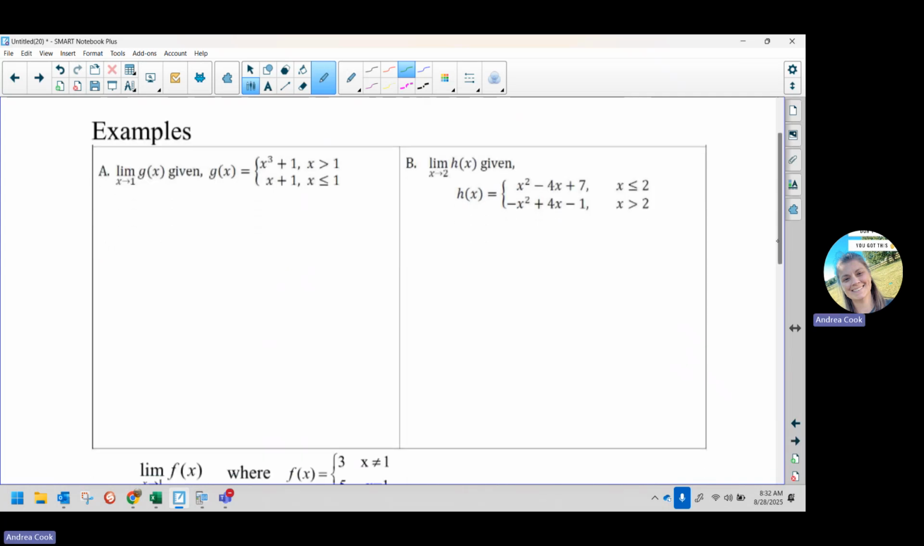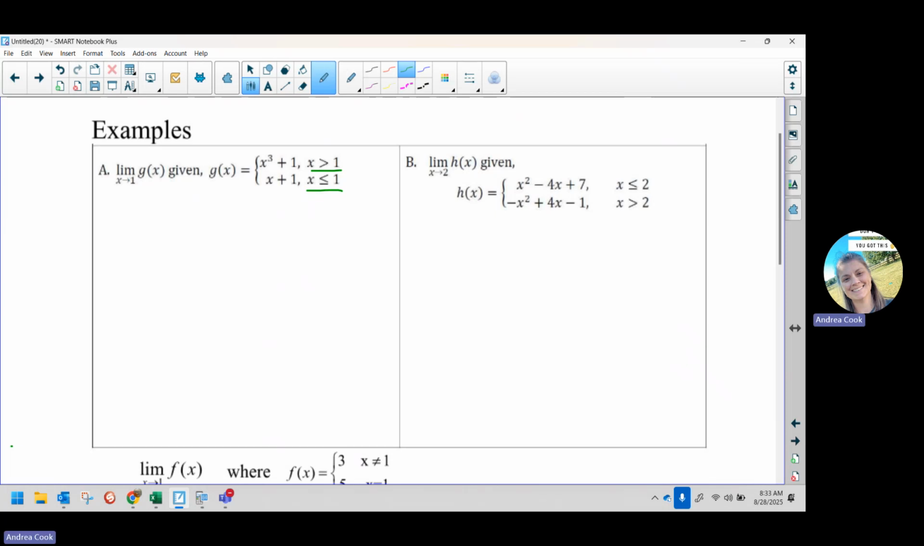So example 1, they give you g. g is a piecewise function, and I'm finding the limit as x approaches 1. So if you look, that is where the graph splits. So I have 2 pieces and they split at 1, and that's the limit I'm looking for.